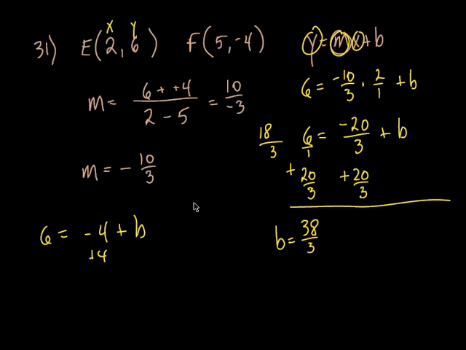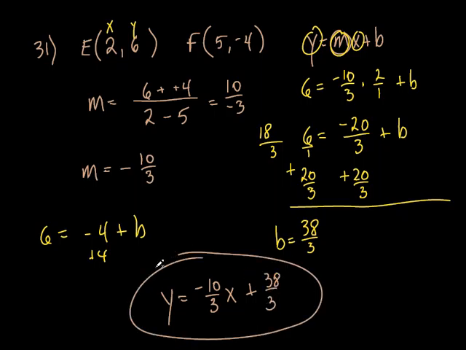So let's put it all together now. Let's go to this other color. Let's put it all together. How are we going to write it in slope-intercept form? Y equals negative 10 thirds, what? X. Got to put the X there, right? And then plus, you're right, plus 38 over 3. And that is your answer. That's the slope-intercept form of the equation of that line that they gave you.